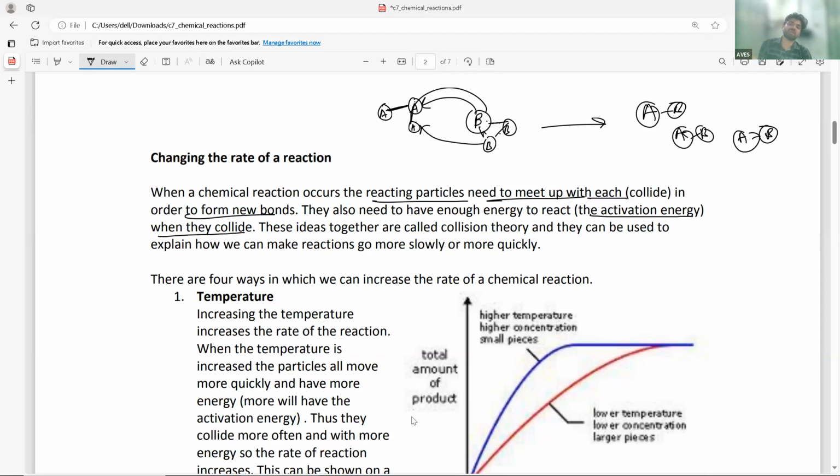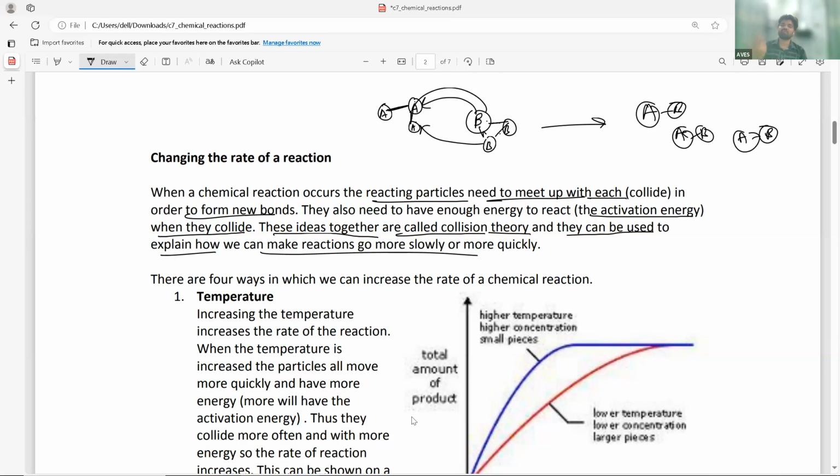The minimum amount of energy that is required to react some substances is called activation energy. The minimum energy required to join in order to form new bonds, to collide different substances to form new bonds or a new substance, is called activation energy. These ideas together are called collision theory, and they can be used to explain why we make reactions go more slowly or quickly.